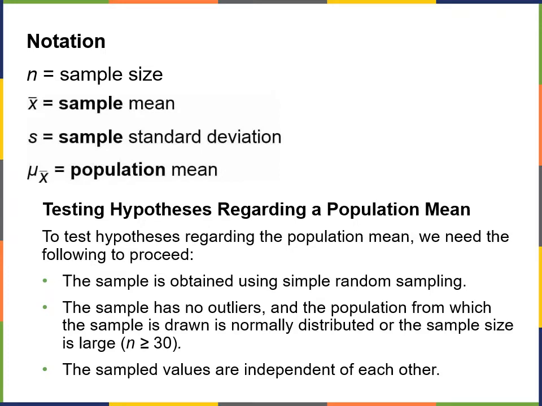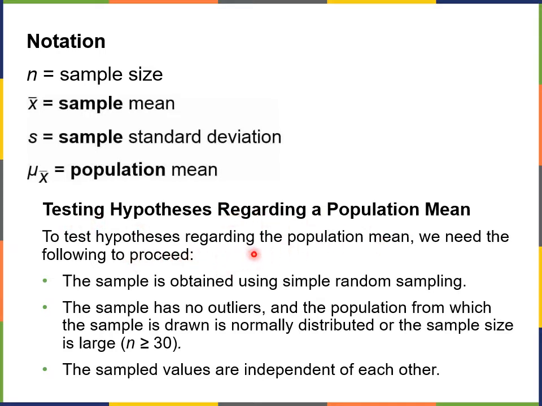So a couple of things here with our notation. We know n is sample size, x bar is the sample mean, s is the sample standard deviation, and we'll use mu sub x bar as our population mean. We usually just use mu, but sometimes the textbook also switches it and it is mu sub x bar. All right. So, hypothesis testing regarding the population mean.